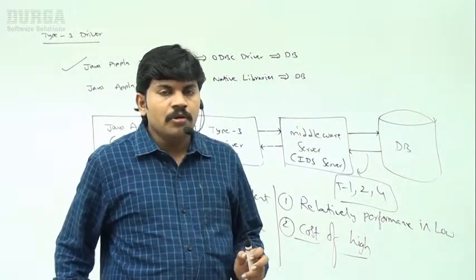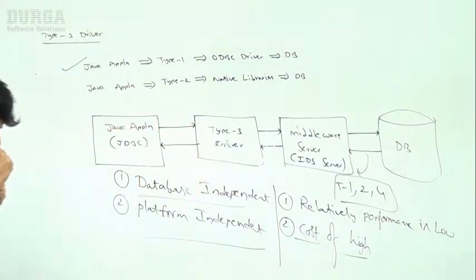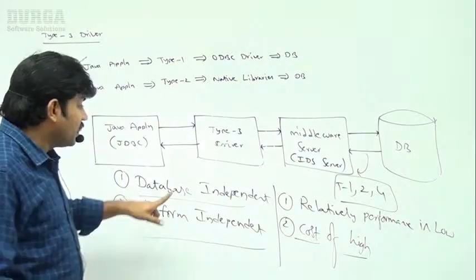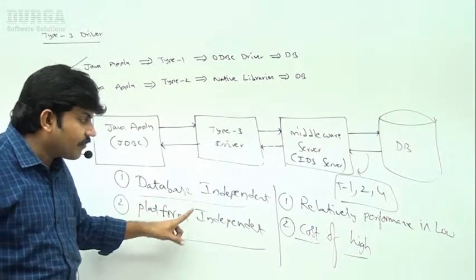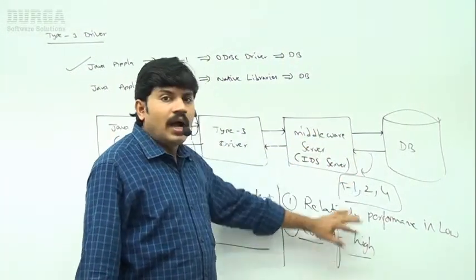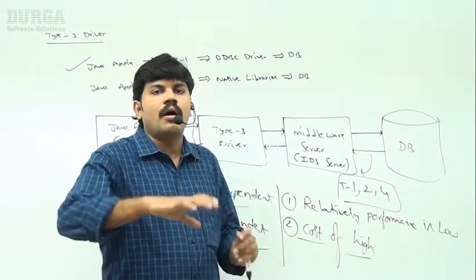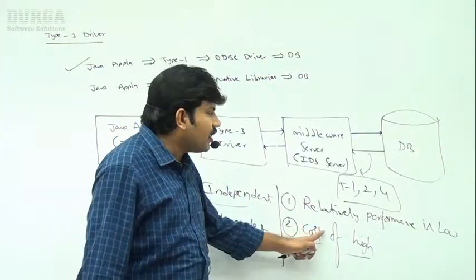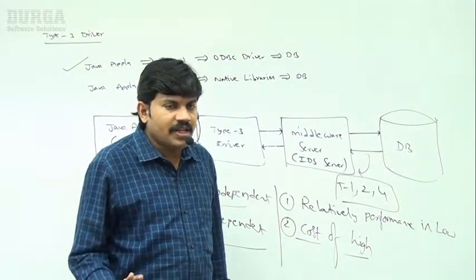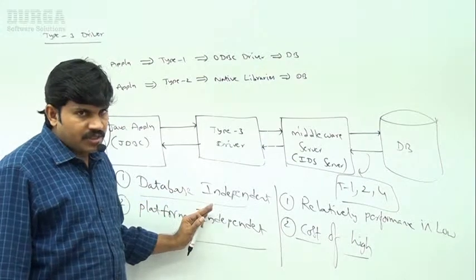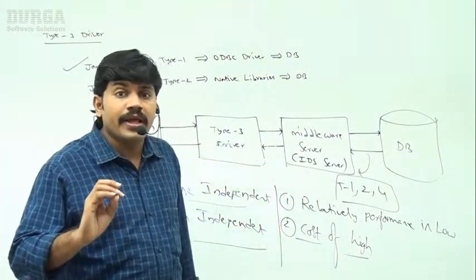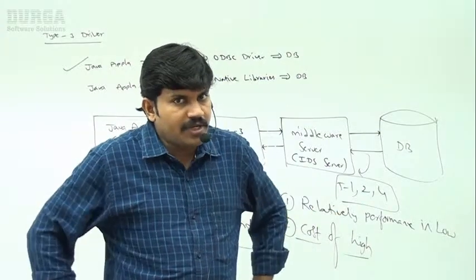Regarding positives, observe that there are 2 positives: database independent driver, platform independent driver. But the negatives are performance is low and the cost is high when compared with all JDBC drivers, because we require to buy middleware server. Clear for all of you, sir? But anyway, by saying these advantages, the people are always going to prefer type 3 driver in our day-to-day enterprise applications, right? Everyone can able to understand.